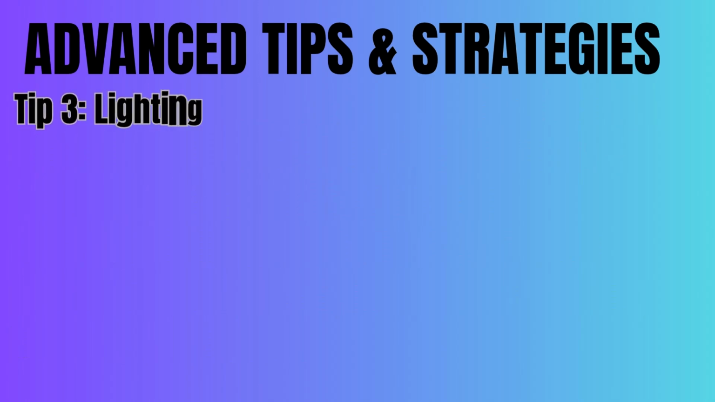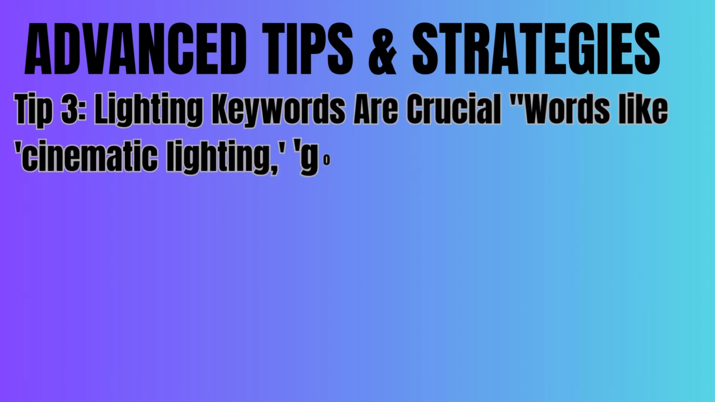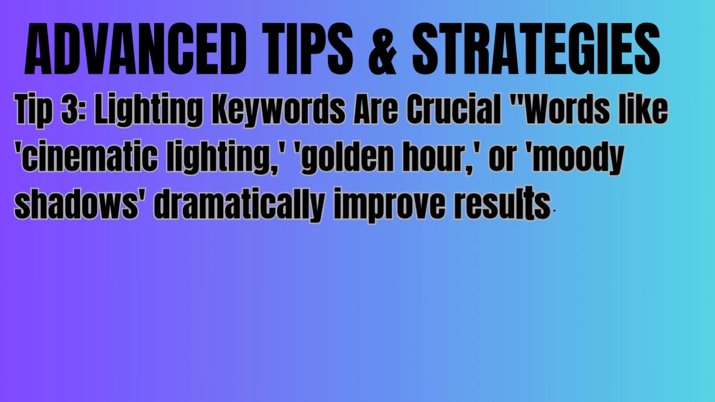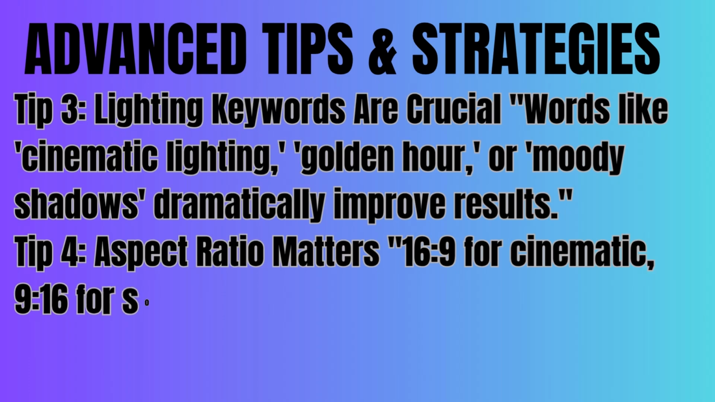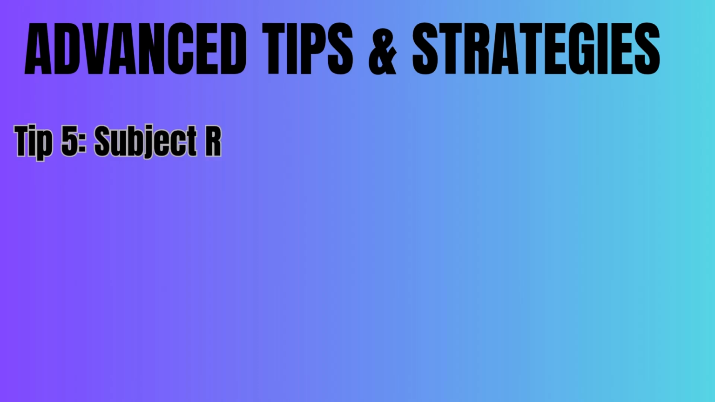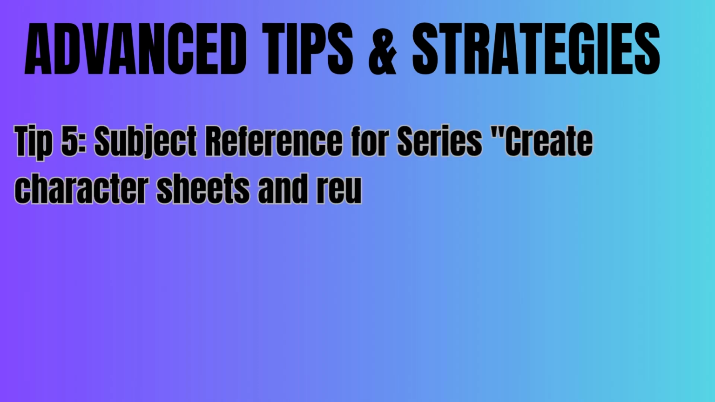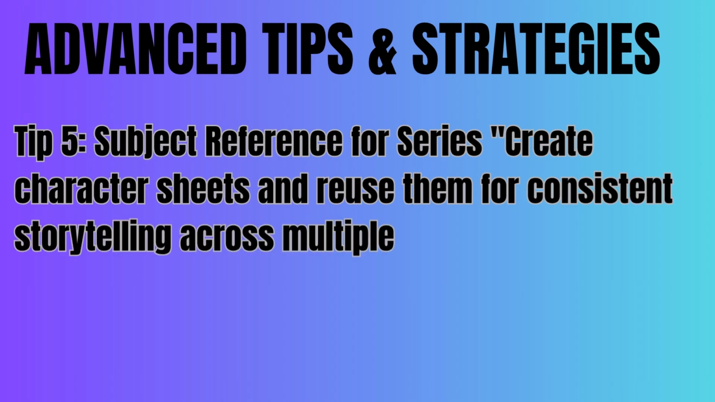Tip 3. Lighting keywords are crucial. Words like cinematic lighting, golden hour, or moody shadows dramatically improve results. Tip 4. Aspect ratio matters. 16:9 for cinematic, 9:16 for social media, 1:1 for Instagram posts. Tip 5. Subject reference for series. Create character sheets that reuse them for consistent storytelling across multiple videos.